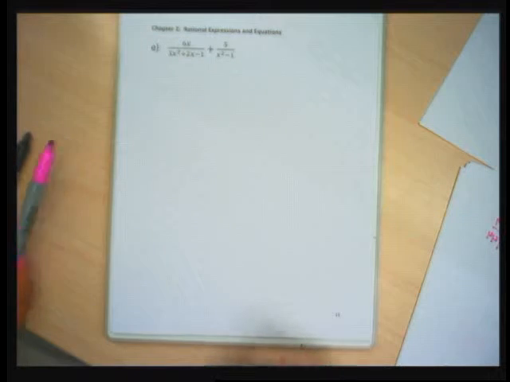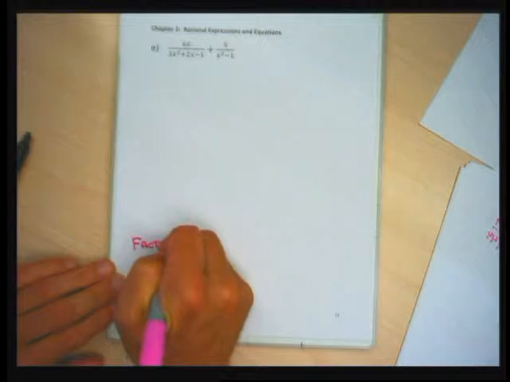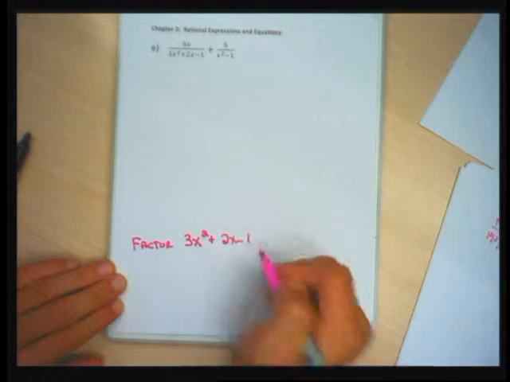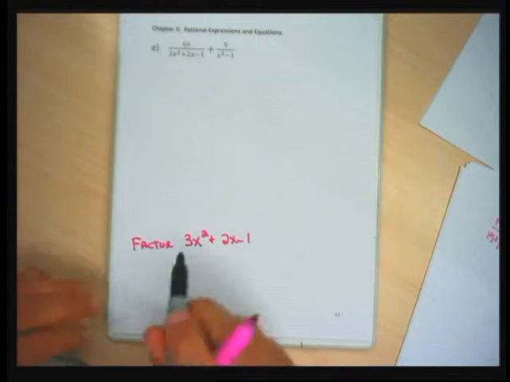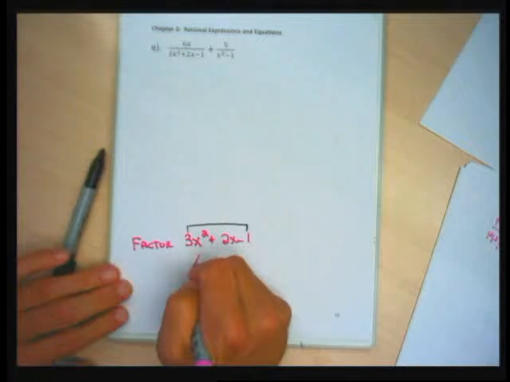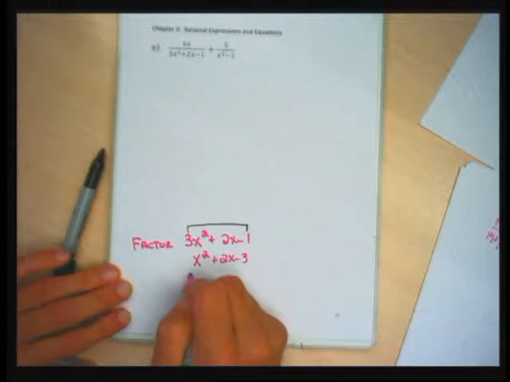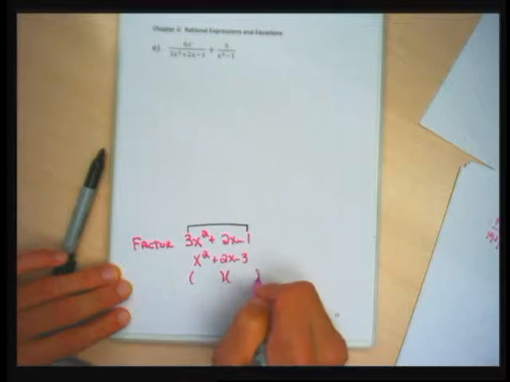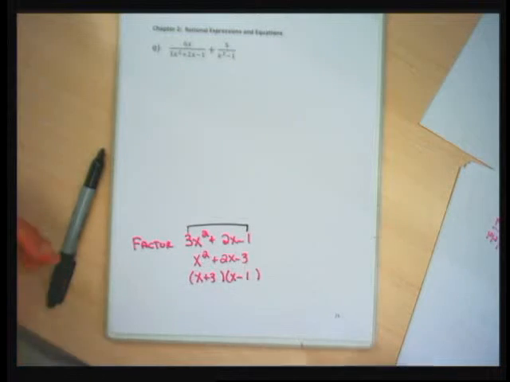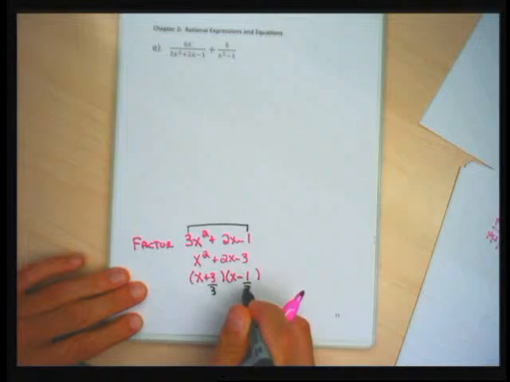Part E, I need to factor each denominator. So that first denominator is a mess. I'm going to factor 3x squared plus 2x minus 1 using bottoms up factoring off to the side. So I'm going to multiply the 3 and the minus 1 and get x squared plus 2x minus 3. That's the multiply. And I'm going to factor that. It factors into x plus 3 times x minus 1. That's the factor part. Then divide, reduce, and bottoms up.